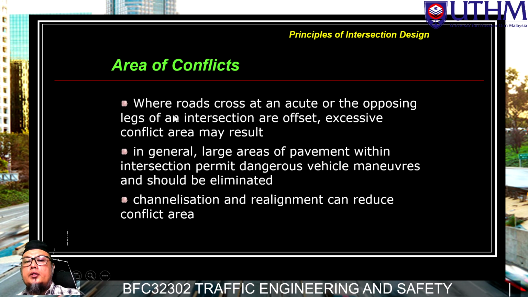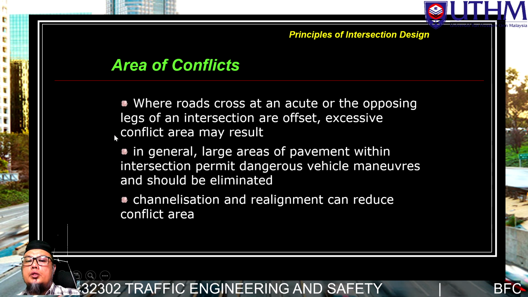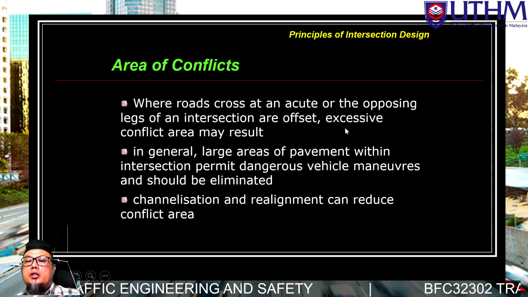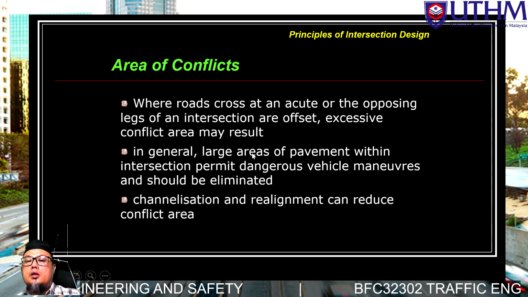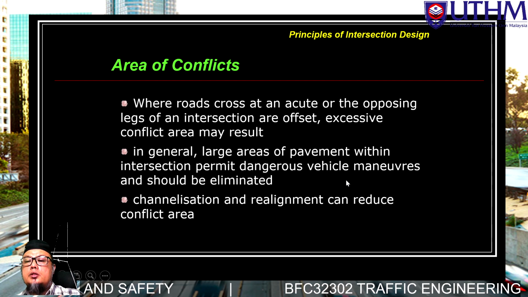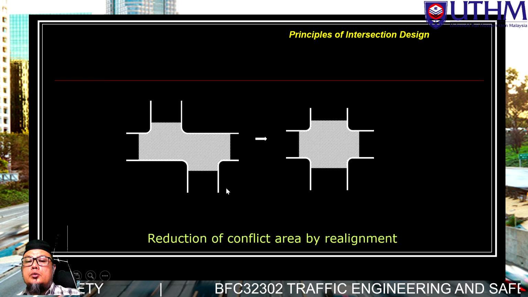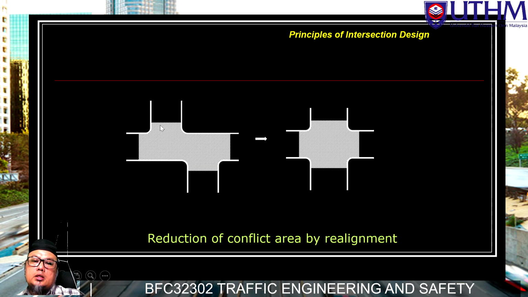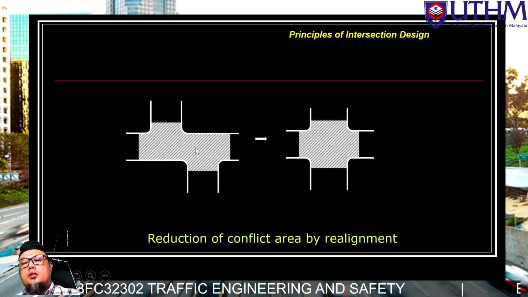Okay, area of conflicts. When roads cross at acute angles or opposing legs of the intersection are offset, excessive conflict area may result. In general, large areas of pavement within the intersection that permit dangerous vehicle maneuvers should be eliminated. So in this case, this is not the staggered one we made earlier, this is a substandard design.